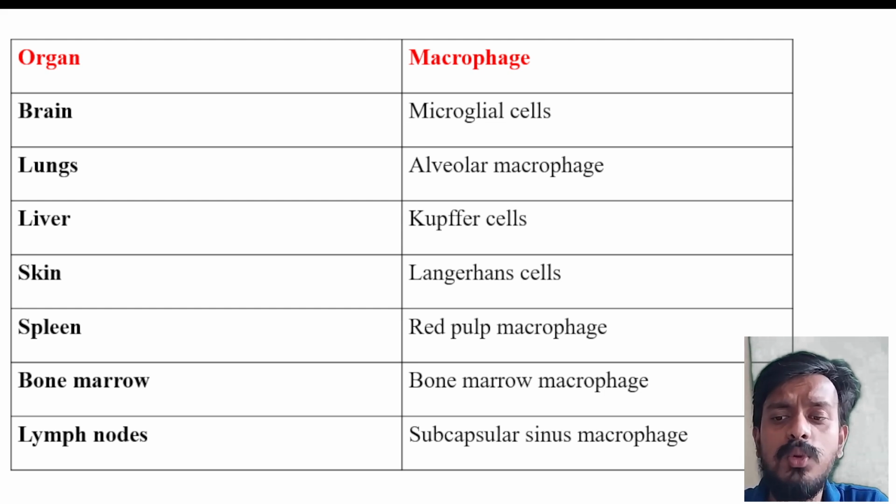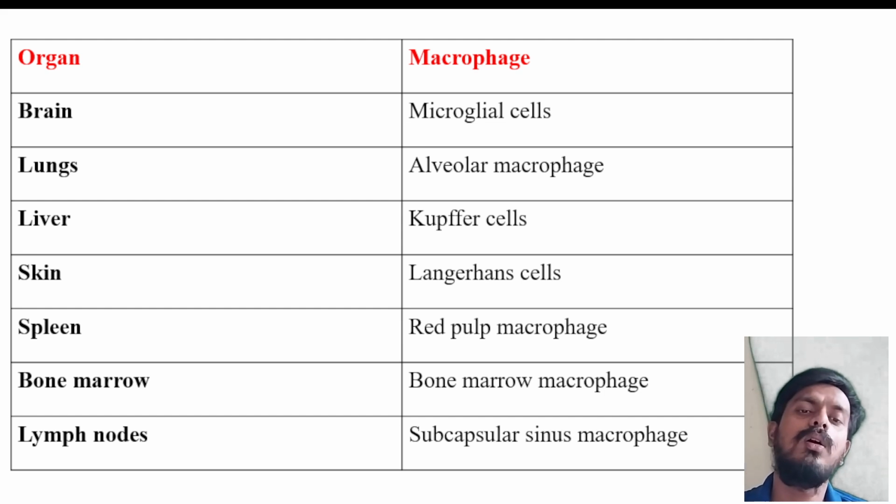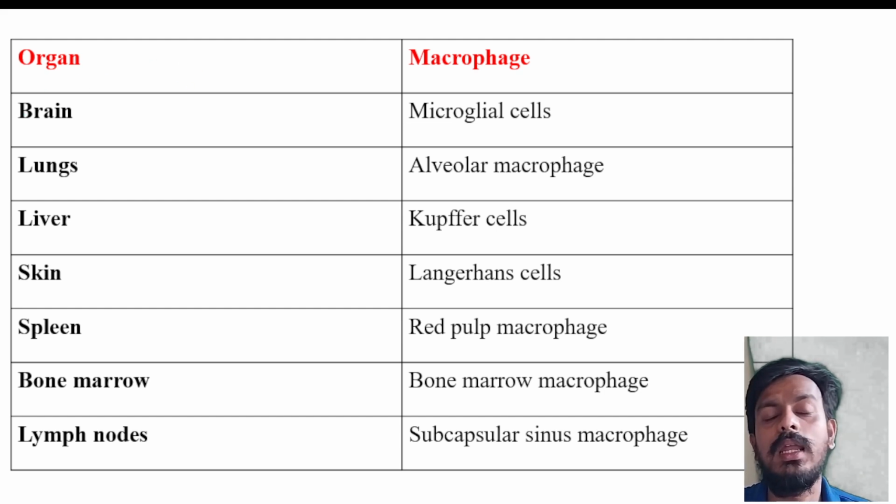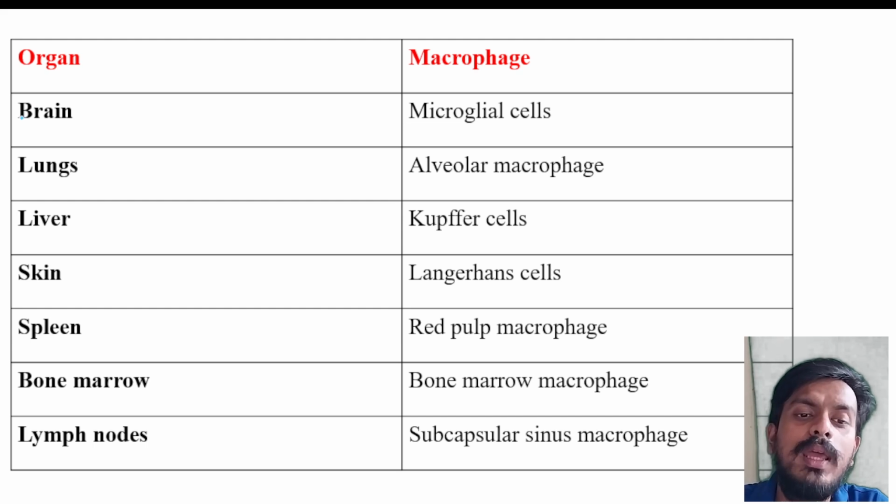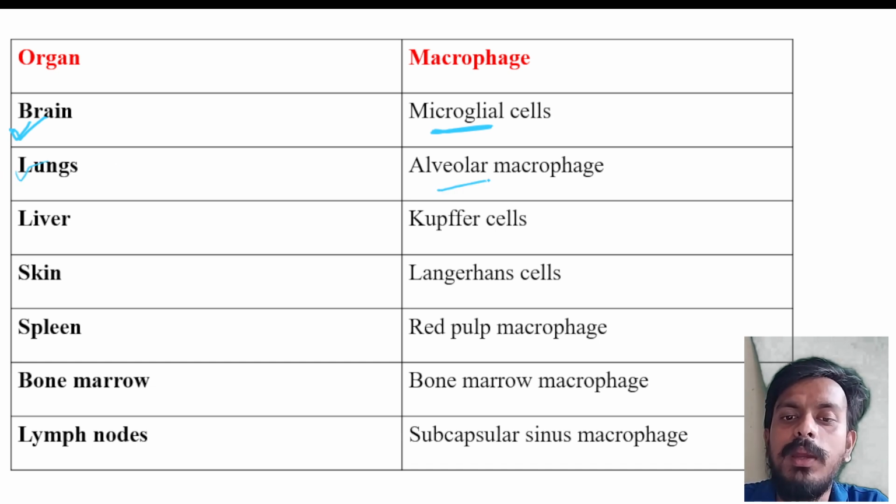In today's class, we basically start with the different types of macrophages in our body. Macrophages are phagocytic cells which are involved in phagocytic function. In the brain, the macrophage is the microglial cell. In the lungs, the macrophage is the alveolar macrophage. In the liver, the macrophage is the Kupffer cells. In the skin, the macrophage is the Langerhans cells.